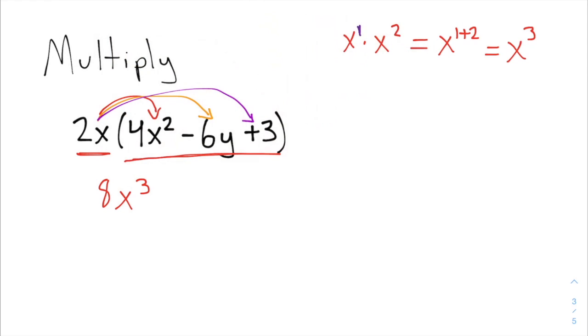Then we have 2x times negative 6y. We're making sure we take that sign in front of a term with the term. So 2 times negative 6 is negative 12. Then we have x times y. I can't use any rule like I used when I was multiplying just x's together because the variables are different. So the best I can do is to say x times y is exactly that. It's xy.